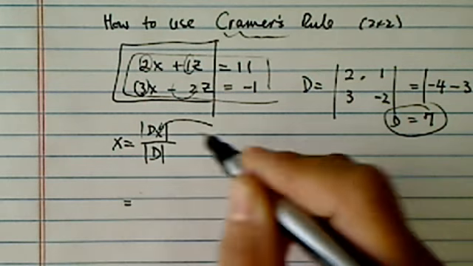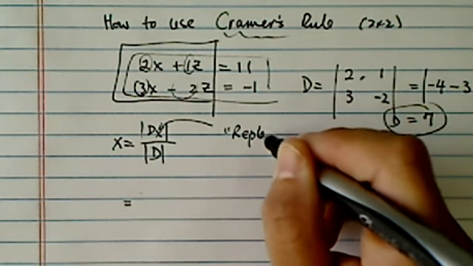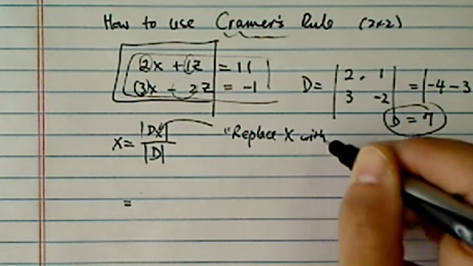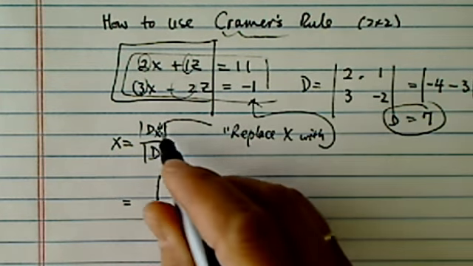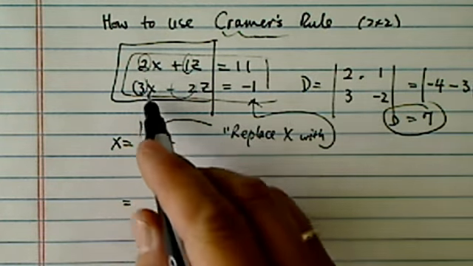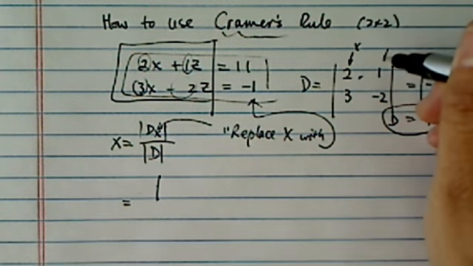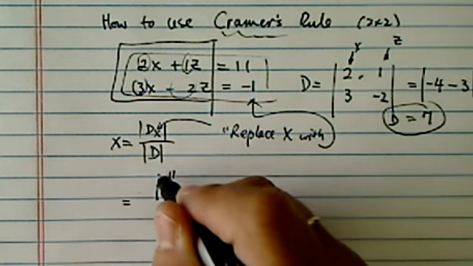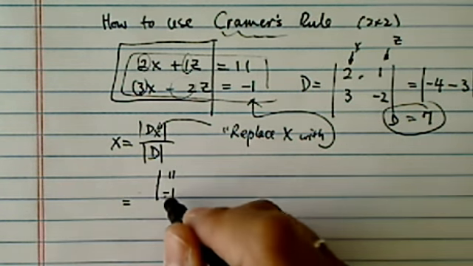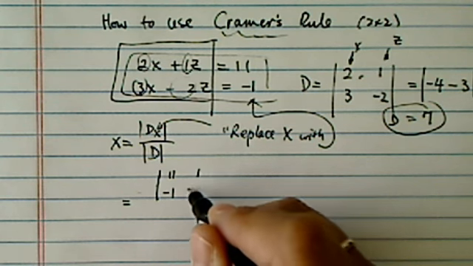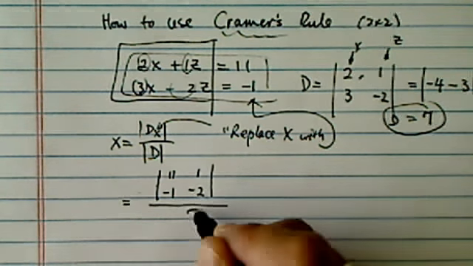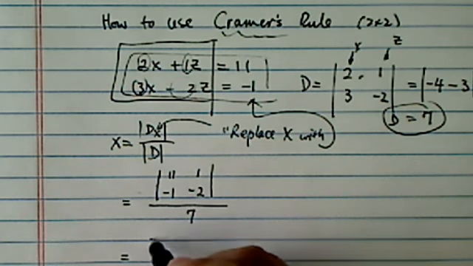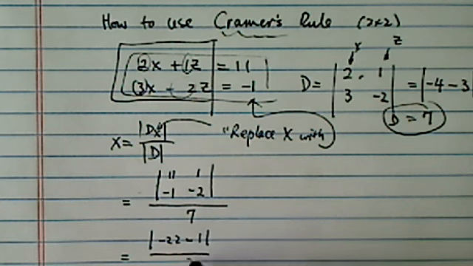When you have a Dx, that's saying replace x with the answer here. So the way you form Dx is that you replace whatever x was. Remember, this column was x and this one was the variable z coefficient. So we're going to replace x using the constant on this side: 11, -1, and then you leave whatever else you had, 1, -2, and divide by 7. Simplify here, so you have the absolute value of -22, and then -1. Okay, so you have x equal to 3.